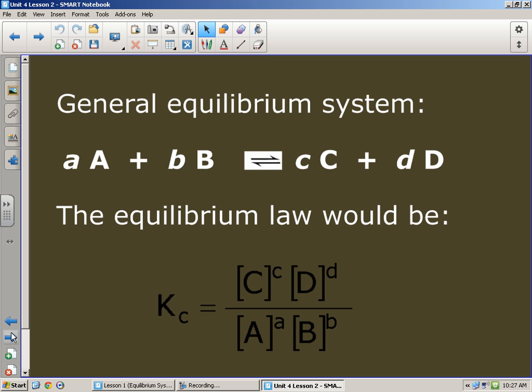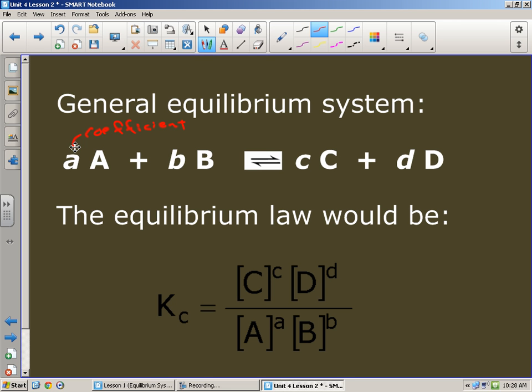This didn't turn out very well, but you guys have a copy of it, so I'm not too concerned here. In a general equilibrium system, you have, for example, little a and big A here. Little a refers to the coefficient out in front, so maybe a 2 or a 3 to balance that chemical equation. So this is your coefficient here, as is little b, little c, little d. Those are your coefficients to balance this chemical equation. A, of course, is the substance that you're trying to balance. So H2, N2, NH3, HCl, things like that.